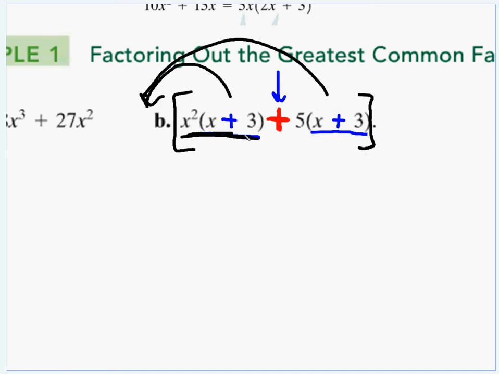So this is a term. I'll underline it here in black. And then in blue, here's another term. So what is in each term that we can factor out? Well, there's an x squared here, but there's no x or x squared here. Here we have a 5. Over here is just a 1. So we can't do anything with the x squared and the 5, but we do have an x plus 3.